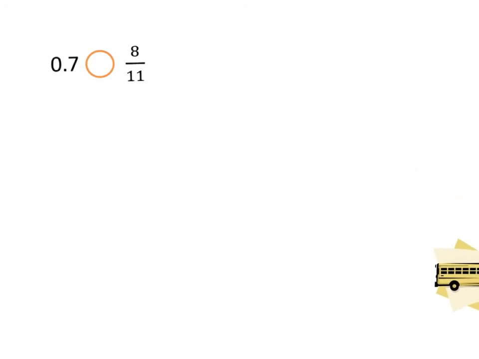Okay, I want to compare 0.7 to 8/11. As it is now, it's hard to know which one is bigger, if it is greater than, less than, or equal to. So let's change 8/11 into a decimal. Remember to do this. The top number goes on the inside, so 8 would go on the inside, and 11 would go on the outside.